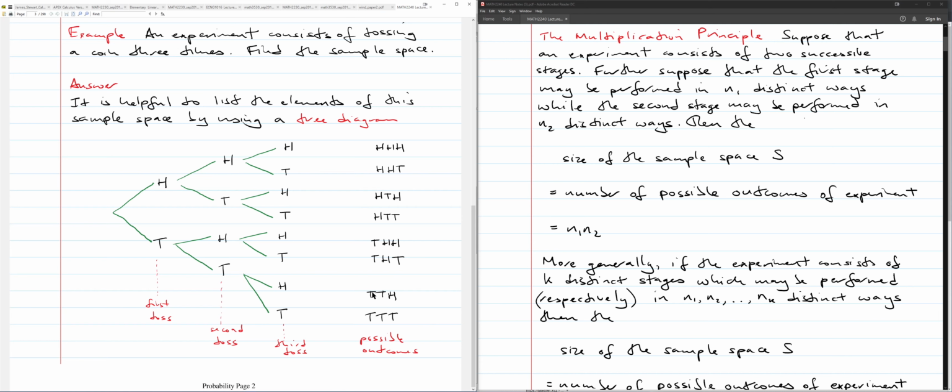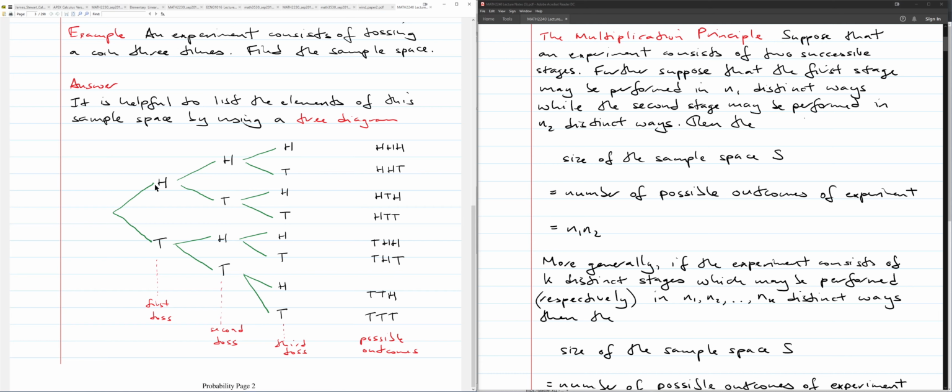Now, probably most of the time, we don't actually want to list all the elements in the sample space, but we still do want to have an idea of what the size of the sample space is. So how we're going to do that is, certain experiments consist of stages. For example, in this experiment, your first stage was tossing the coin once. Then once you completed the first stage and you got an outcome, you had a second stage.